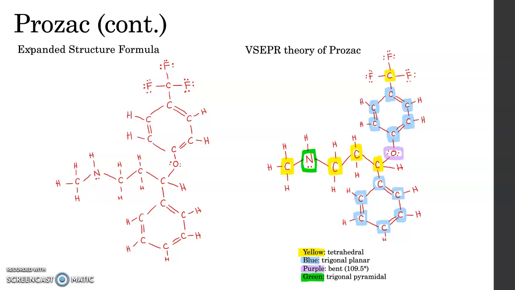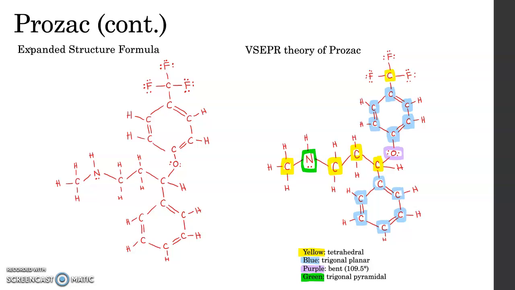In this next slide, we see the expanded structure formula of Prozac, and we also see the VSEPR theory of Prozac. We see that 5 of the central atoms of Prozac have a tetrahedral molecular geometry, since they have 4 electron regions and each region has a connecting atom.